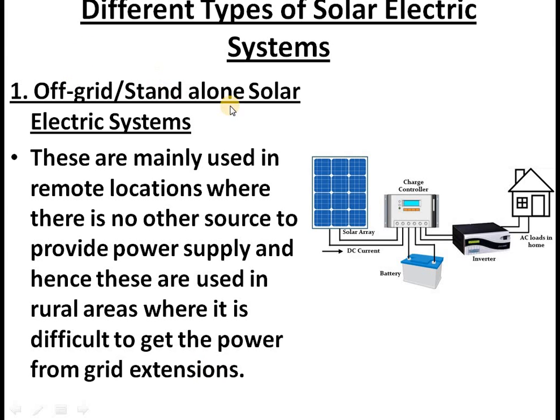So that is called standalone, means independent. It has no connection with the grid lines. Once it is gone, no other power supply will be available. This way the system is shown here: battery, solar cell, control system, inverter, everything is shown here. It's an independent system, no connection with the outer grid supply.